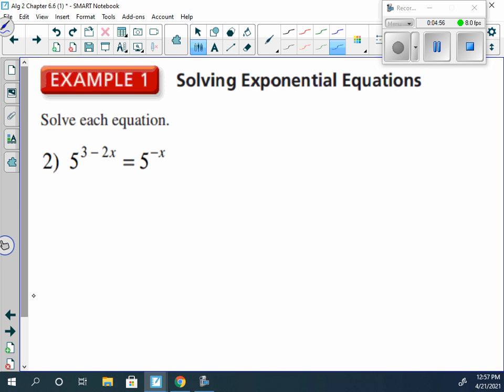Let's look at the next one. So we have 5 to the 3 minus 2x is equal to 5 to the negative x. Well, here the bases are already the same, yes? So we can set the exponents equal to each other. It'd be the same as 3 minus 2x is equal to negative x.